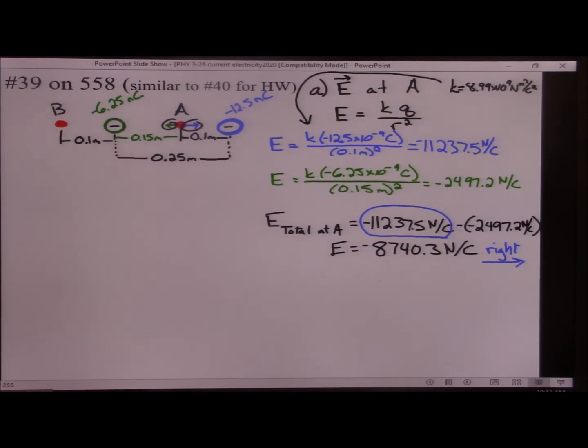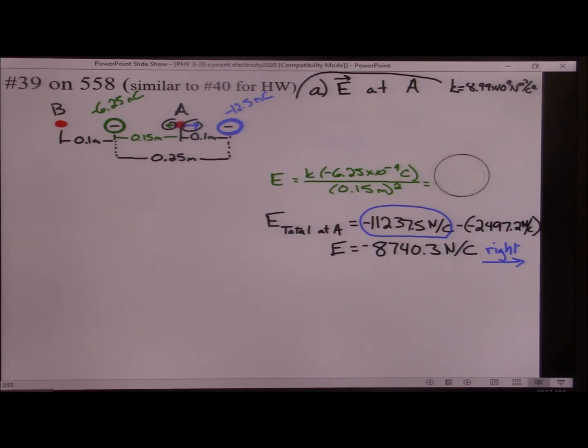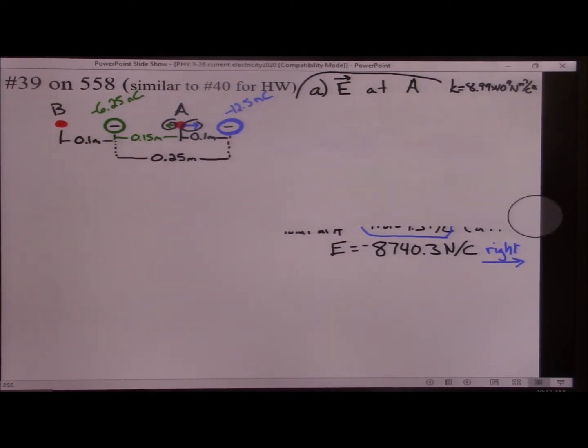So that's the electric field at A. All right, I'm just going to go ahead and erase this. Remember to pause at any point, doesn't matter when. And I'm going to write up our electric field at A. E at A is going to be negative 8740.3 newtons per coulomb.